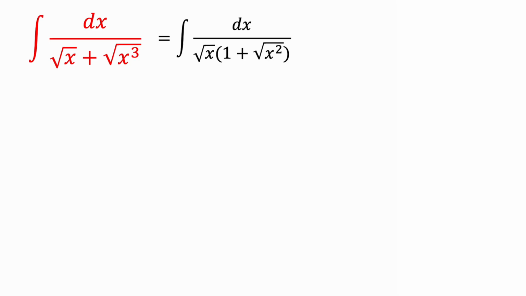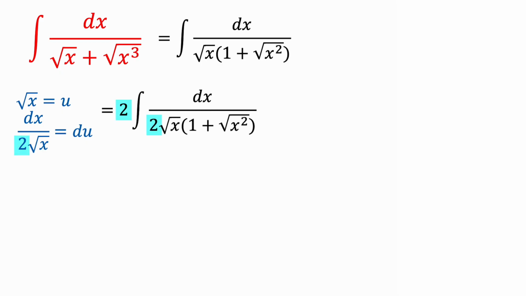Let's factor out the square root of x. Remember, the square root of x cubed is actually x times the square root of x. Now recall, what is the differential of the square root of x? We have dx over 2 times the square root of x, which equals du. Now let's substitute, but wait, we are missing a factor of 2. That's not a big deal. We simply put a 2 in the denominator, then place a 2 outside the integral. You've mastered this by now.